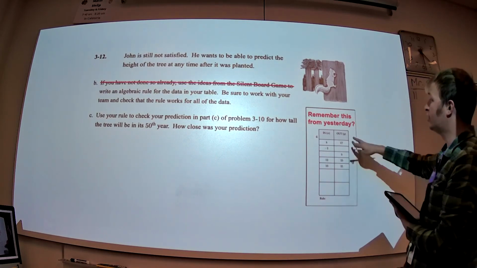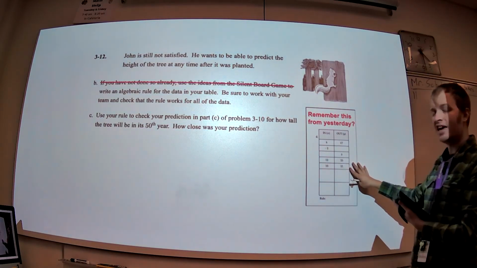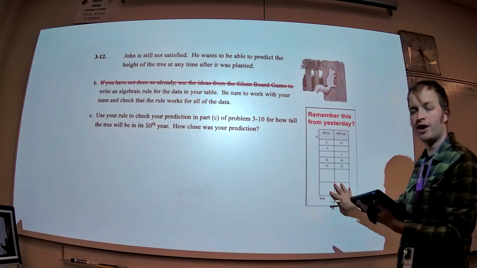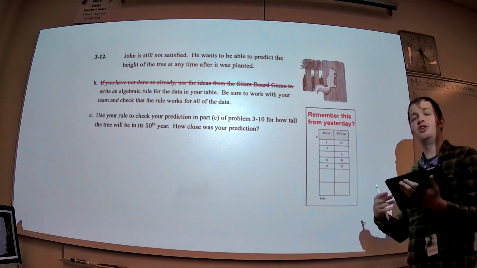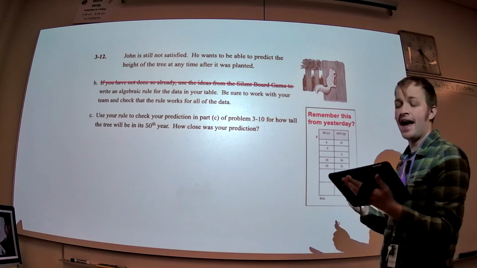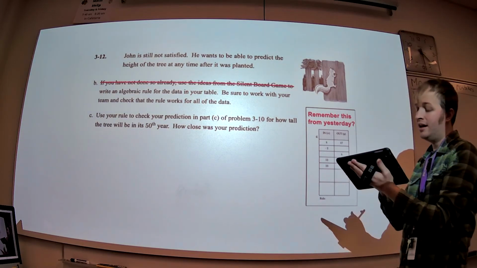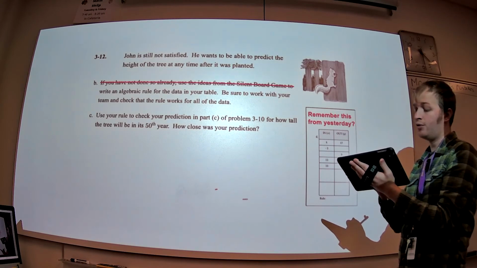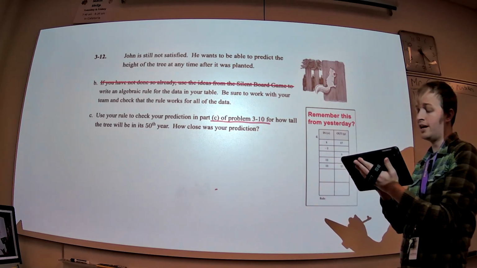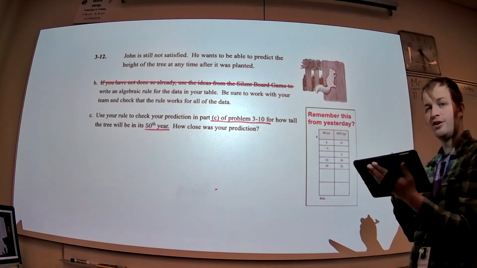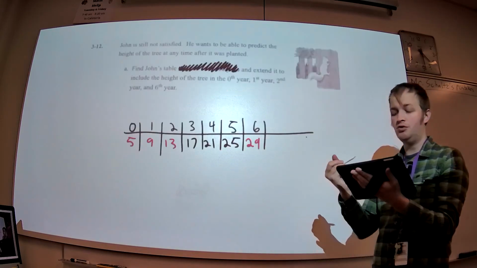So basically, remember yesterday, we had these tables and we were trying to write rules. We were trying to write something that we could use to start to make accurate predictions on the data. And then once we have a rule, I want you to use that to check out your prediction for the 50th year and see how accurate you are.